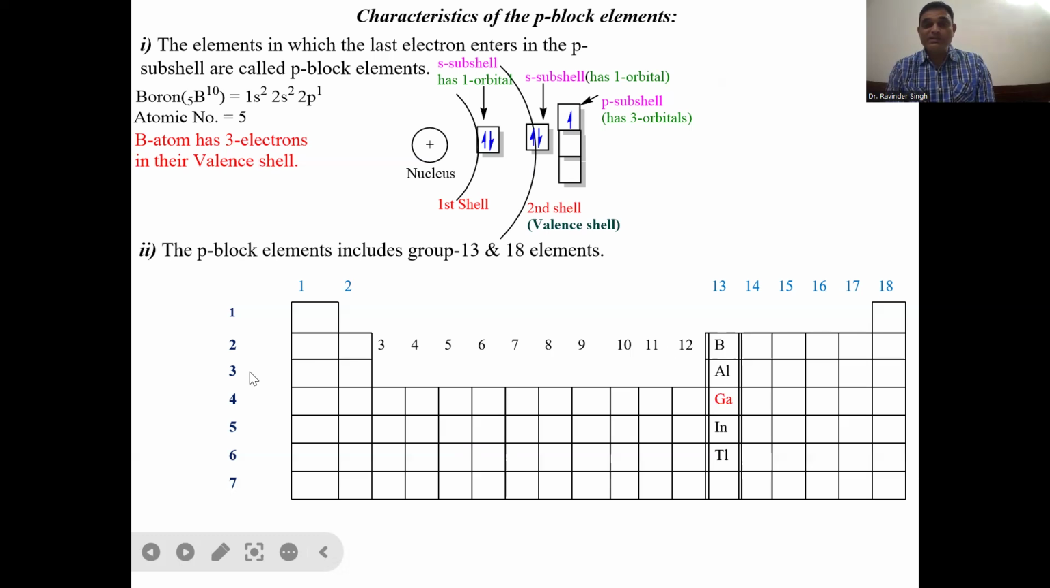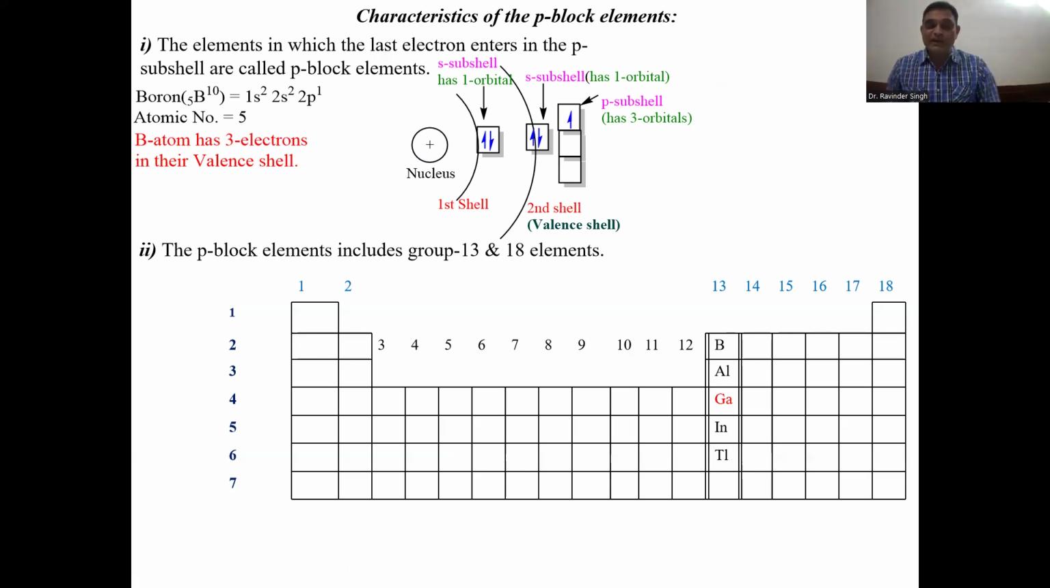As boron is a second period element, in the second period you can see there can be a maximum of only 2 shells, the first shell and the second shell. In the second shell, there are only s and p, there is no d, meaning the second period element has no vacant d orbital.